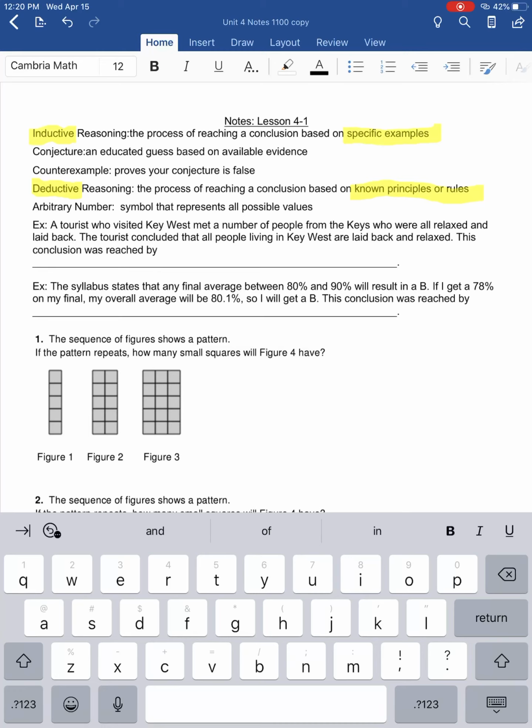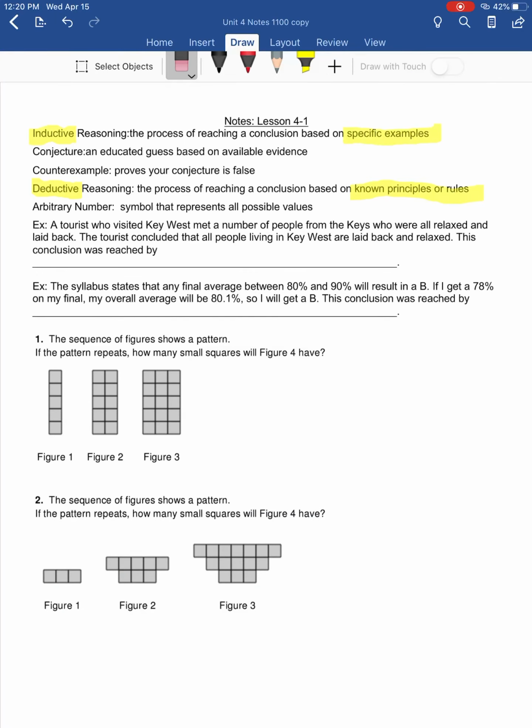All right, so let's go back and do some examples. So the inductive and deductive reasoning. It says a tourist who visited Key West met a number of people from the Keys who were all relaxed and laid back. The tourist concluded that all people living in the Keys and Key West are laid back and relaxed. This conclusion was reached by, so we either have inductive reasoning or we have deductive reasoning. Those are our two options.